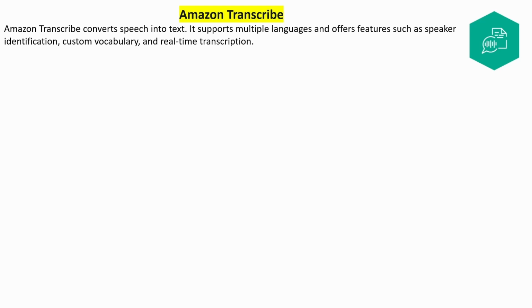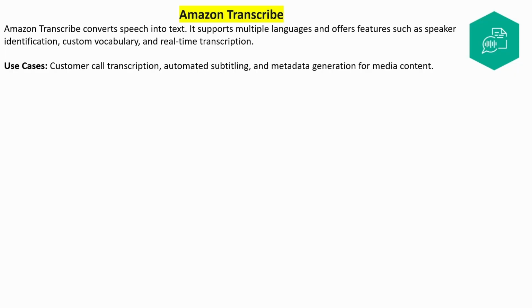Next one is Transcribe. Go-to for turning speech to text, perfect for subtitling or logging customer calls. Amazon Transcribe converts speech into text. It supports multiple languages and offers features such as speaker identification, custom vocabulary, and real-time transcription. Use cases include customer call transcription, automated subtitling, and metadata generation for media content.